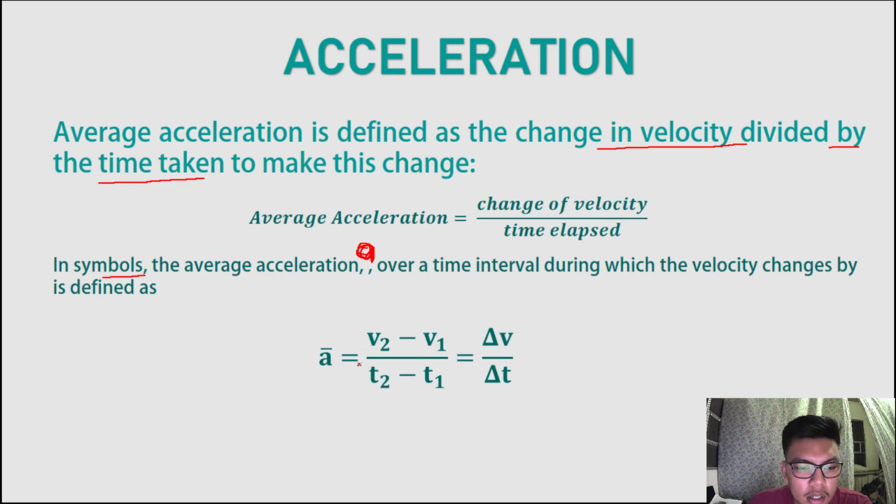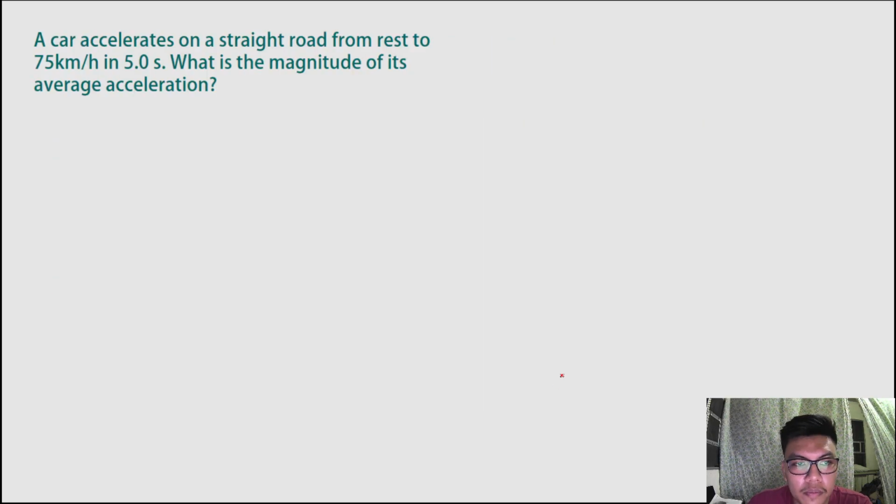So, A is equal now to V sub 2 minus V sub 1 all over T sub 2 minus T sub 1. Ito, don't be confused. This is elapsed time, no? So, the time needed for V1 to change to V2. Okay, so this is the final velocity, initial velocity. We have delta V all over delta T.